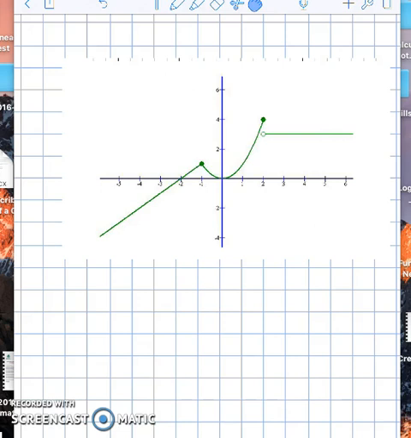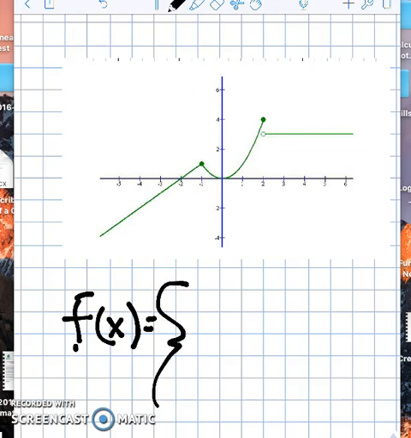So we talked a little bit about yesterday how there's 3 different pieces here. So the way we're going to write this is we're going to start with f of x equals, and then we're going to have our large brackets here, and then we have to figure out what are the equations for these lines.